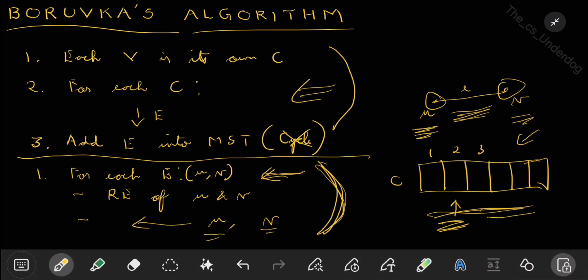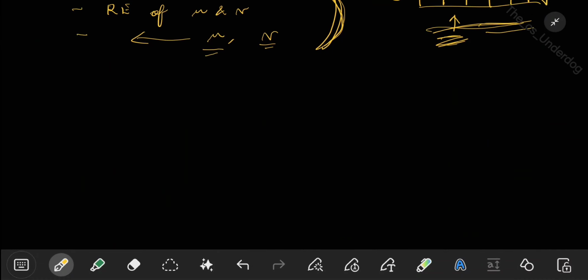What we'll do, we'll take a graph and try to find the minimum spanning tree using Boruvka's algorithm. This will make the whole thing very simple. So let us take a graph and understand. This is the easiest way to understand an algorithm. Let us say, let us take the same graph that we used for Kruskal's and Prim's.